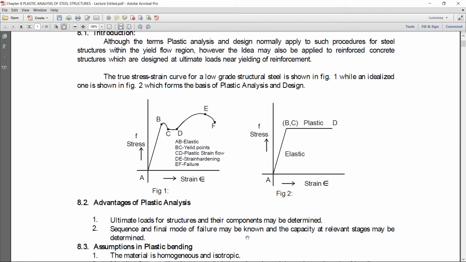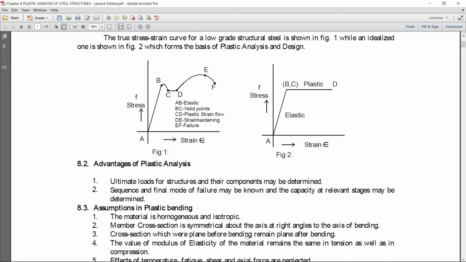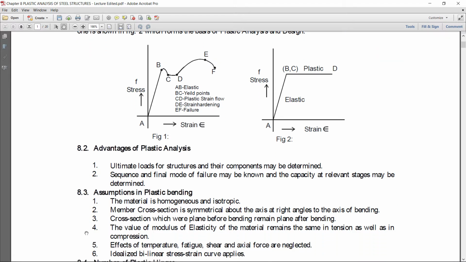Before performing plastic analysis, we make assumptions. Here are the assumptions. The material is homogeneous and isotropic. Meaning the material is homogeneous, there is no composition, the whole material is steel.